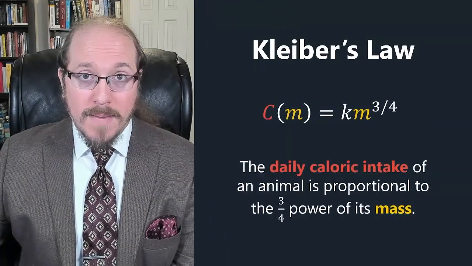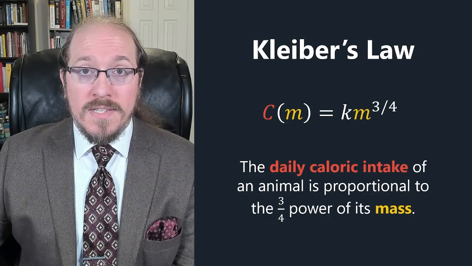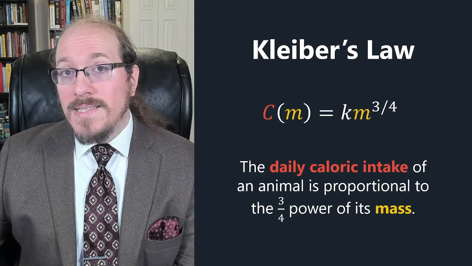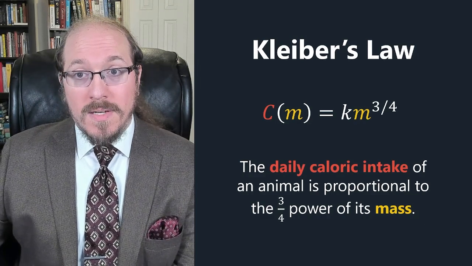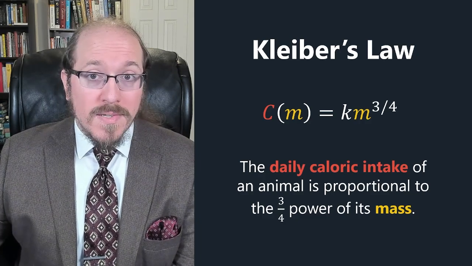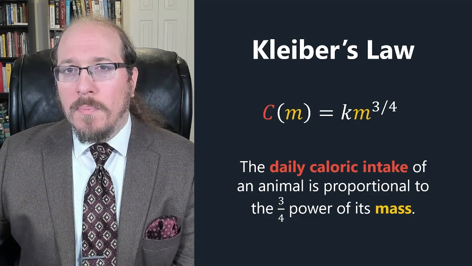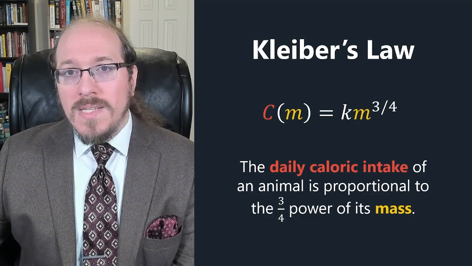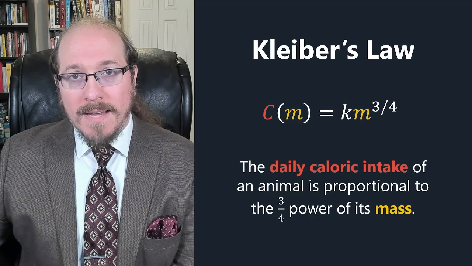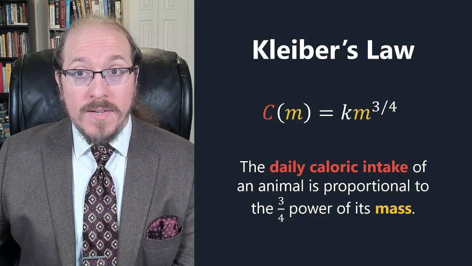It's called Kleiber's Law, named for Swiss biologist Max Kleiber. And it says that the daily caloric intake of an animal is proportional to its mass raised to the 3/4 power. Now that constant of proportionality, K, does depend on what kind of animals we're looking at, as well as what units of measurement we're using.